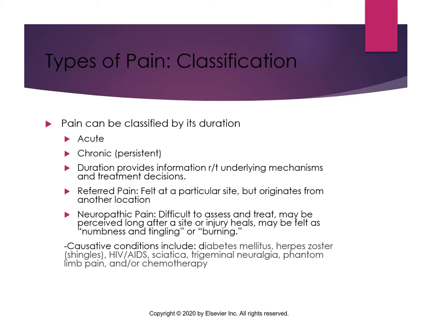Neuropathic pain is another type of pain I would like you to be familiar with. Neuropathic pain can be difficult to assess and treat and may be perceived long after a site or injury heals. It can be described as numbness, tingling, and/or burning sensations. Causes of neuropathic pain may include diabetes mellitus, herpes zoster or shingles, HIV/AIDS, sciatica, trigeminal neuralgia, phantom limb pain, and/or chemotherapy.